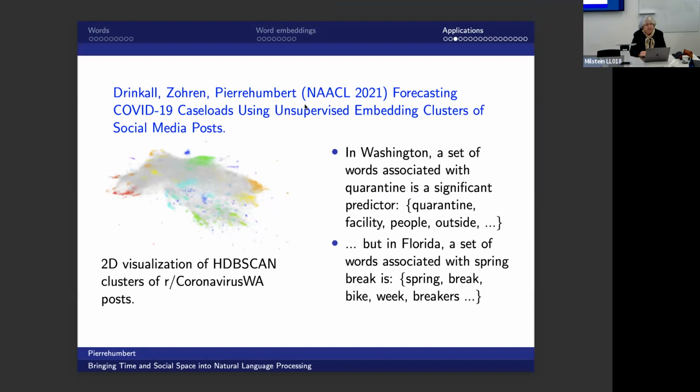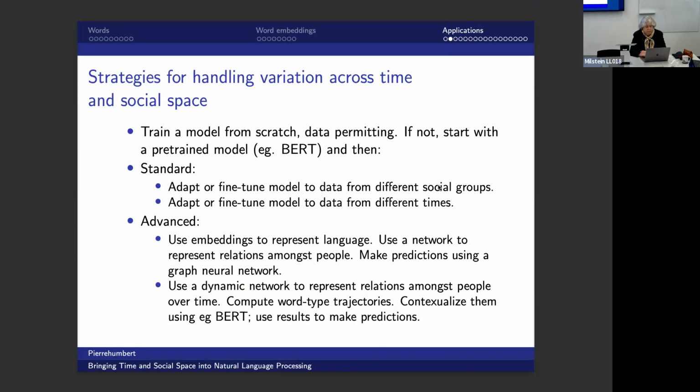And the standard strategy is, we're worried about a social effect, so we just adapt or fine tune a model to deal with that social effect. People do that. Felix did a great job of doing that. The other thing is you're worried about time. Like there's a famous paper by Hamilton, 2016, about changes in word meanings over time. You slice up your data, you adapt and fine tune over time.